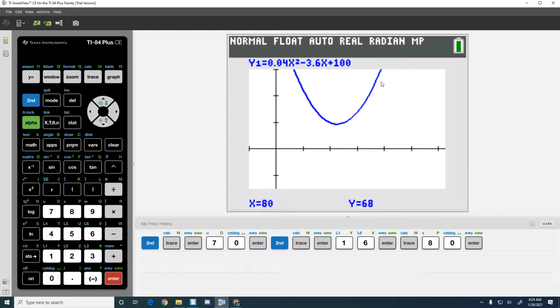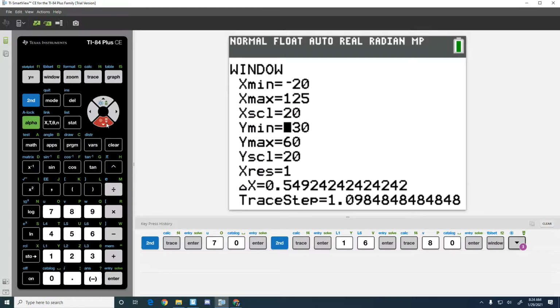68. Oh, I can't even see it on my graph. What do I need to do? Window. Let's make that Y max bigger.